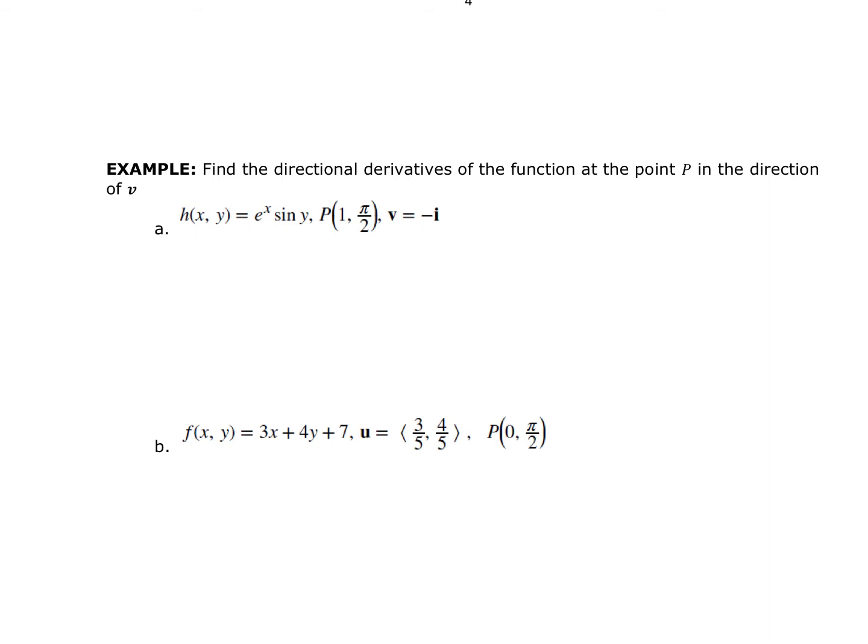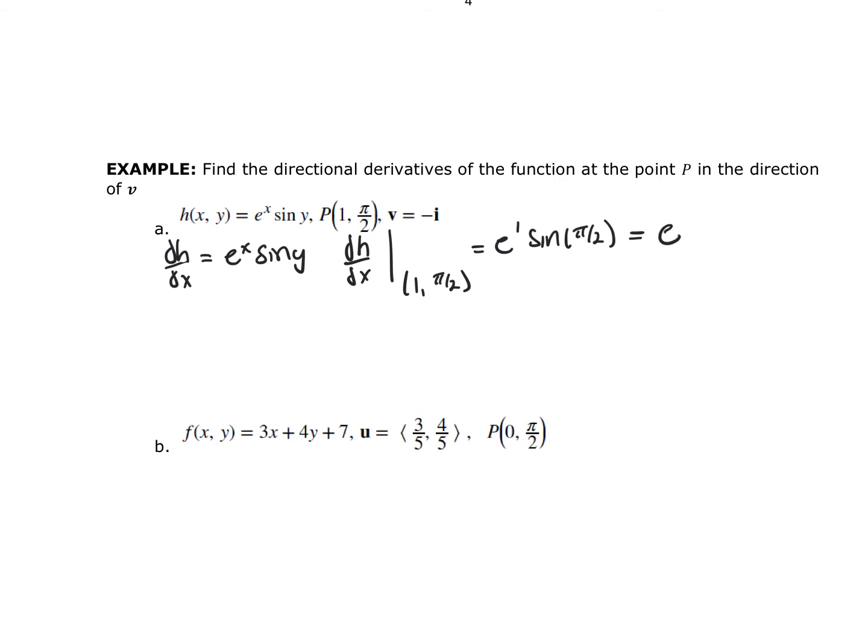So the first thing I want to do is find my gradient. So I'm going to find my partial derivative of h with respect to x. Sine of y is just a constant, so this is just going to be e to the x sine y. I'm going to evaluate the partial derivative of h with respect to x at the point 1 comma pi halves, which is going to give me e to the 1 and then the sine of pi halves, which is 1, so it's e.